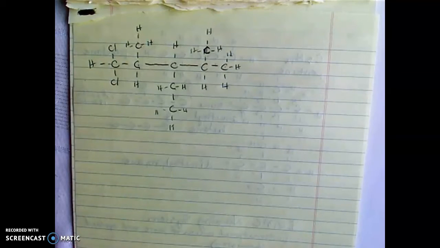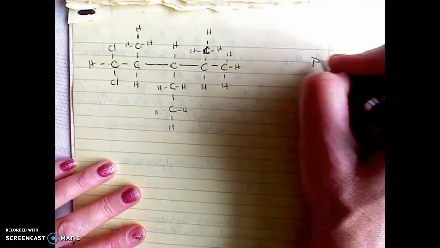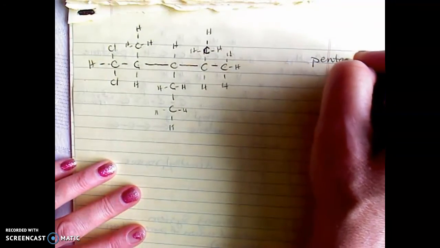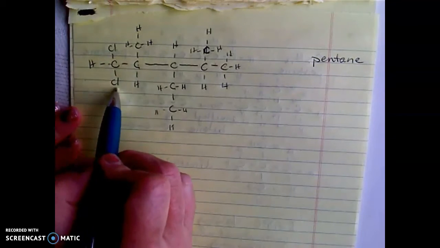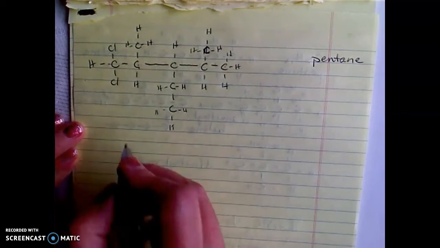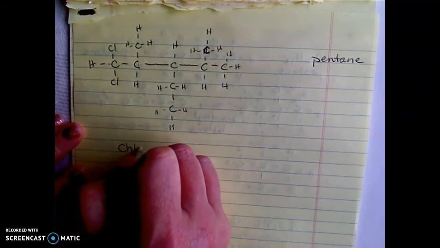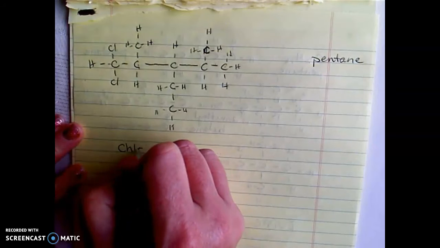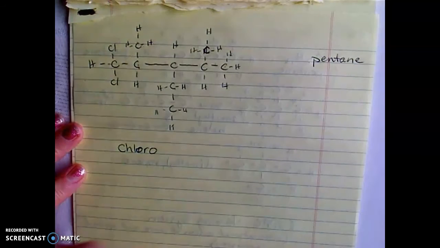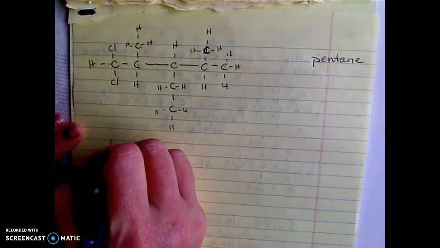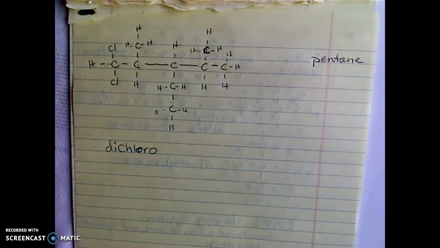Again, 5. We know that 5 is pent, so my parent is going to be at the end, and it's going to be called pentane. Next, I need to number it. Now, when I'm looking at this, I have chlorine. Remember, my chlorines are going to be called chloro. There are 2 of them, so I would have a dichloro.